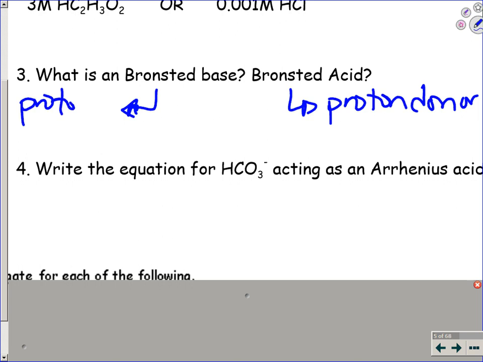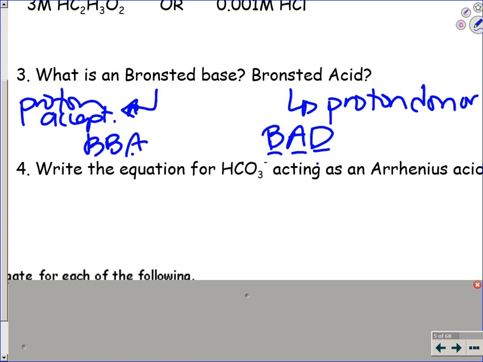Proton acceptor. I like to say, this is my 10th grade self, Bronsted acids are bad acids. So they're bad. Bronsted acids are donors. And then the other one is bye-bye. Bronsted bases are acceptors. That one's not as cool, but this one's cool. Bronsted acids are bad acids. Yeah, you gotta be careful there.